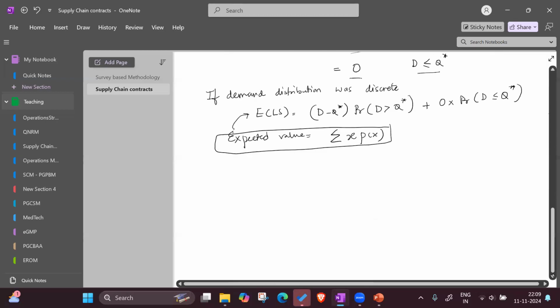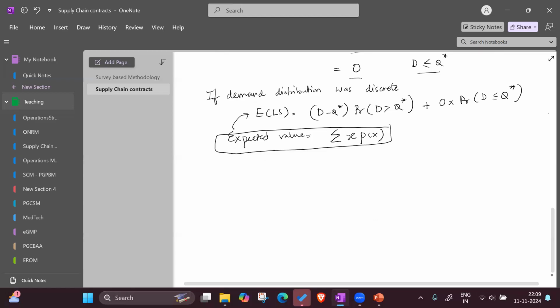But because the demand distribution that we assume is the normal distribution, which is continuous, what we are going to do is say that expected lost sale is going to be an integral.